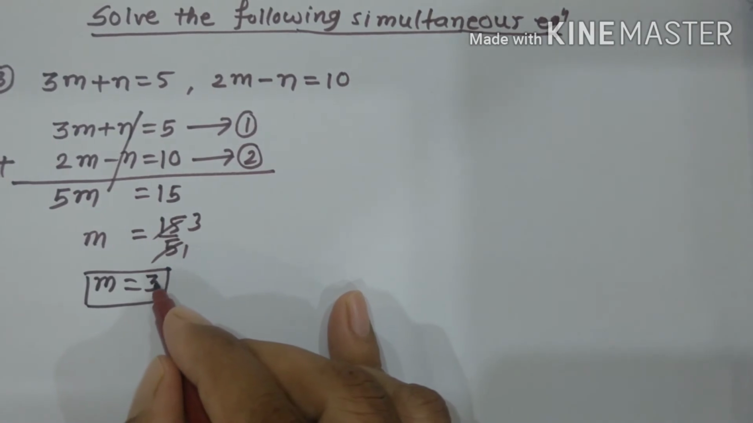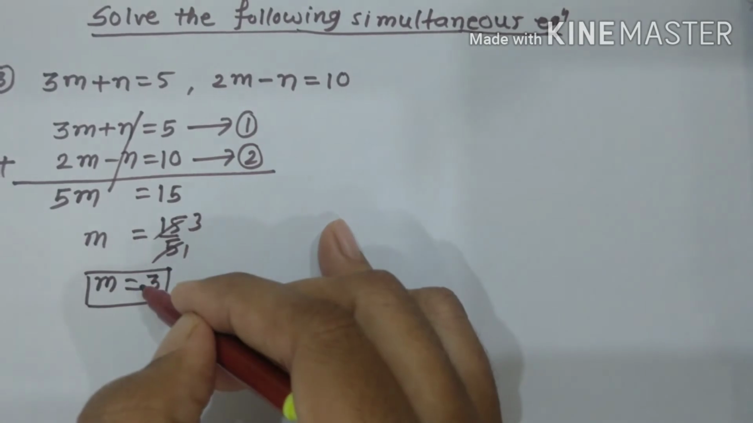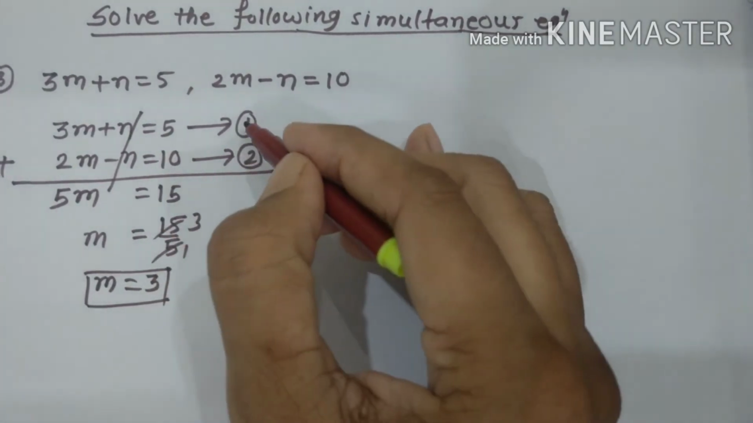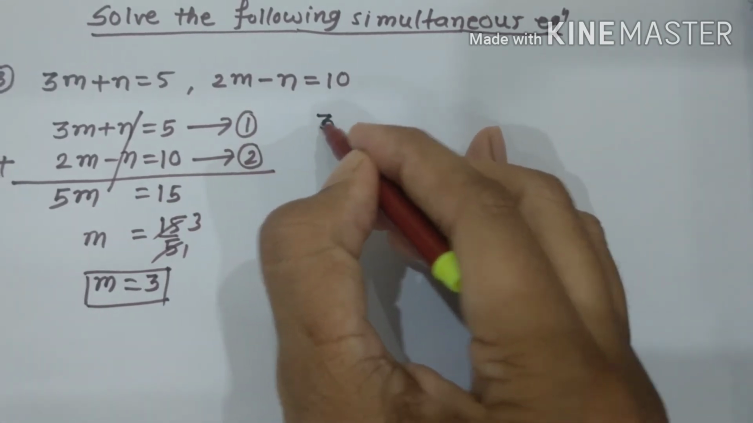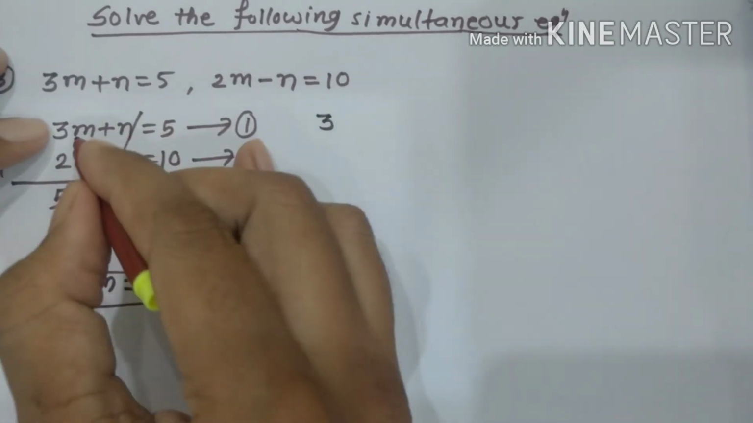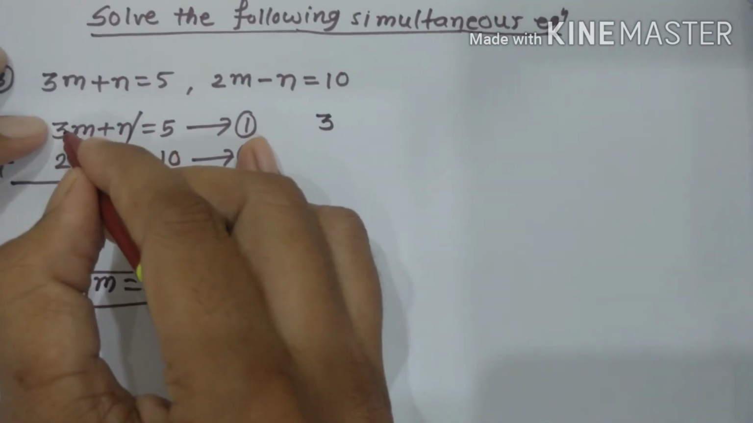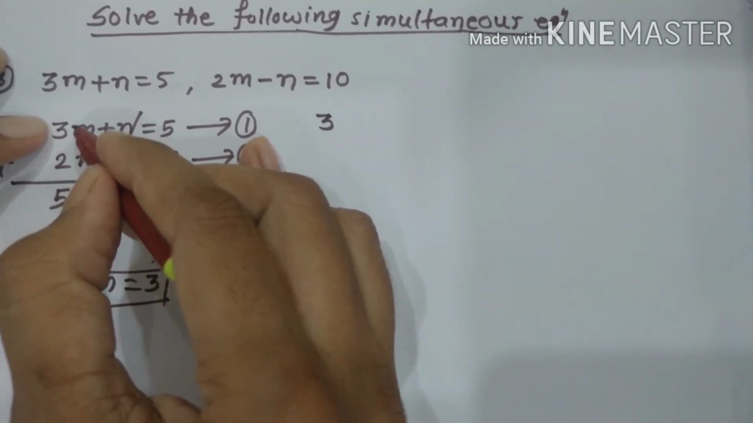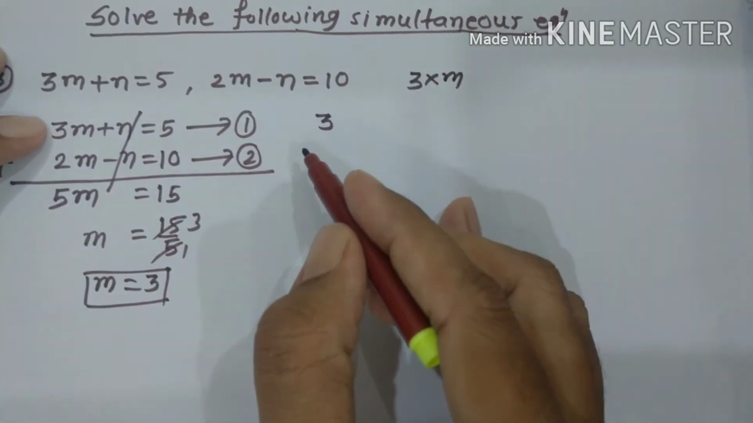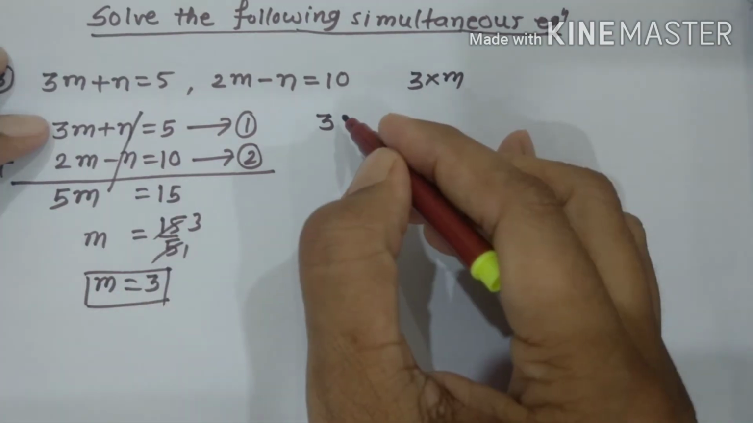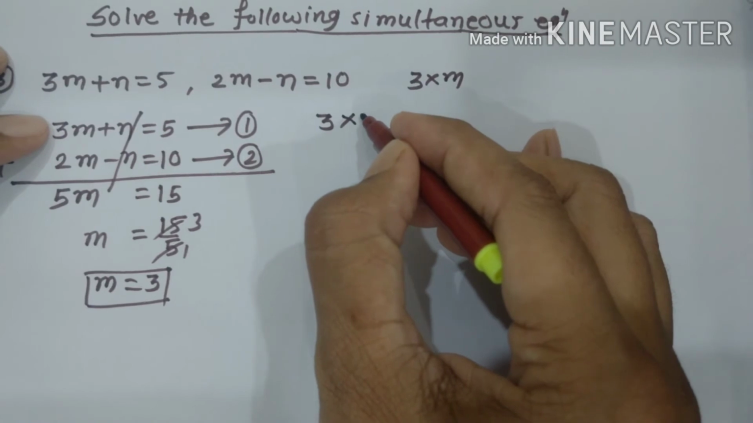Now put this value of m in equation 1 or equation 2. I put this value of m in equation 1. Equation 1 becomes 3 into m. Value of m is 3. 3m means 3 multiplied by m. 3m can be written as 3 into m. Value of m is 3. Therefore, we can write it as 3 into 3.